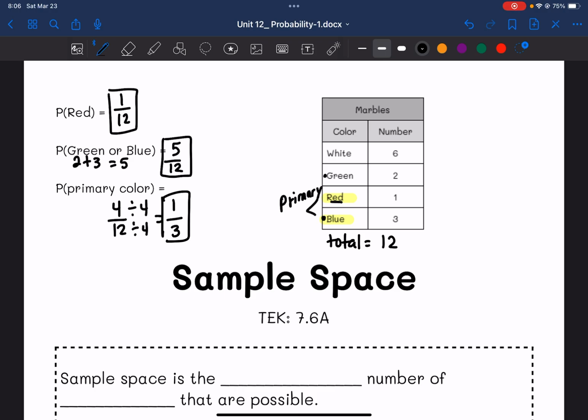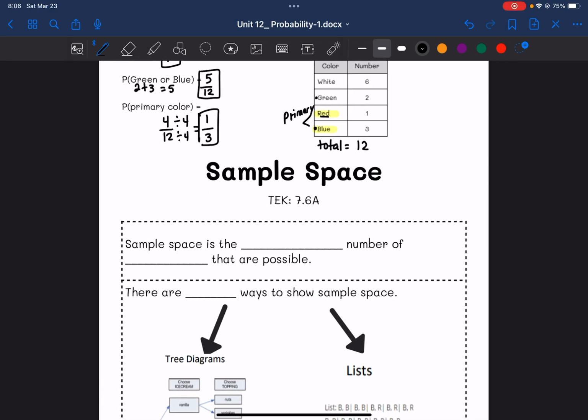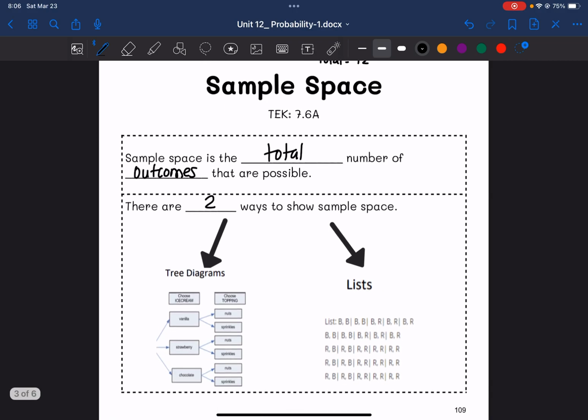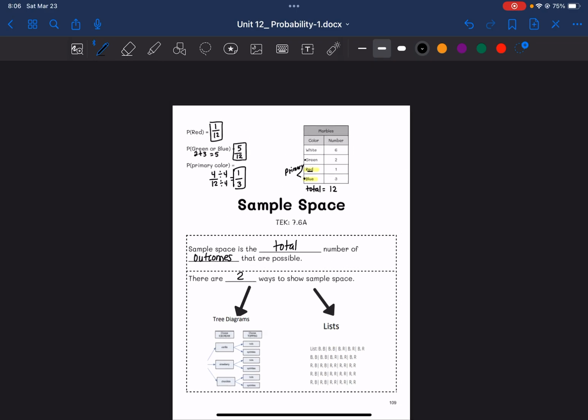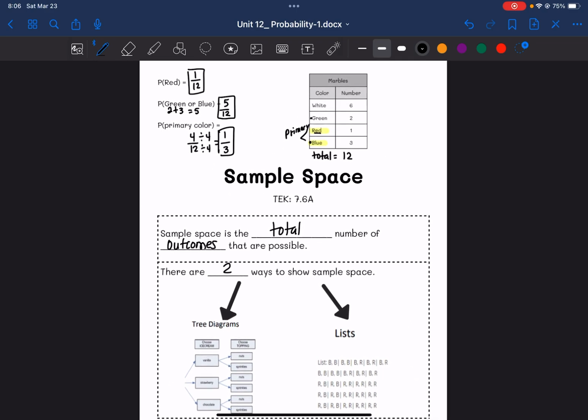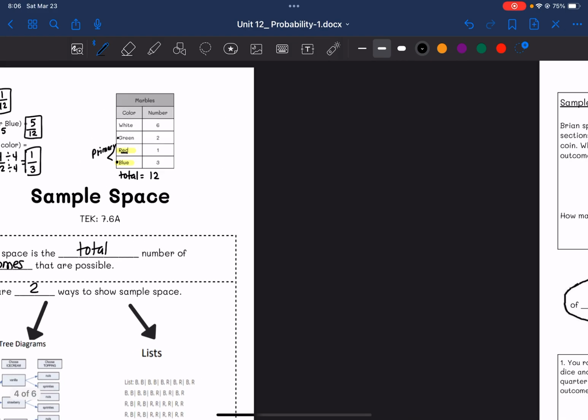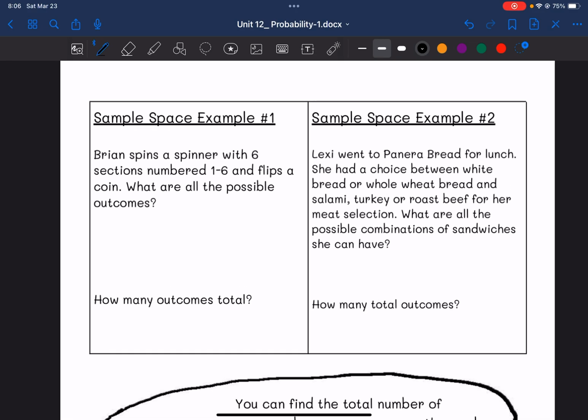Okay, let's go ahead and look at sample space. Sample space is the total number of outcomes that are possible. There are 2 ways. You can either make a tree diagram or a list, and we'll get into both here in a second. Pause if you need to for the top part, and then go ahead and move on to the next page. All right, in the next page, we have 2 examples.